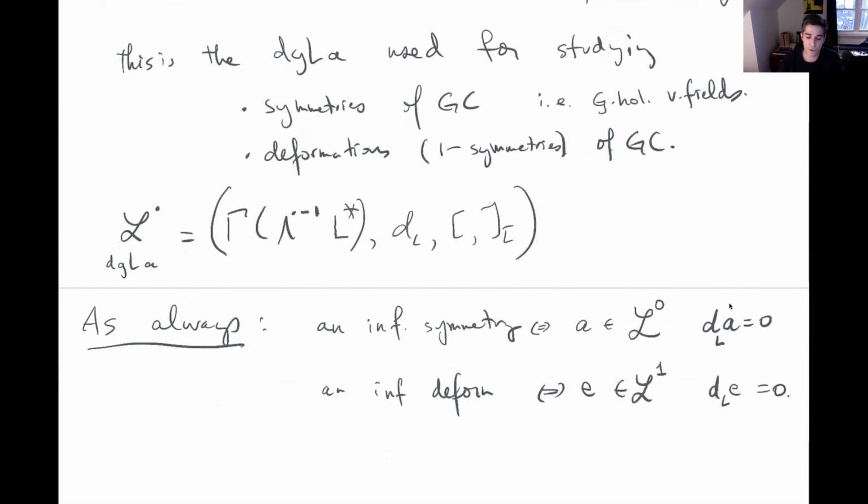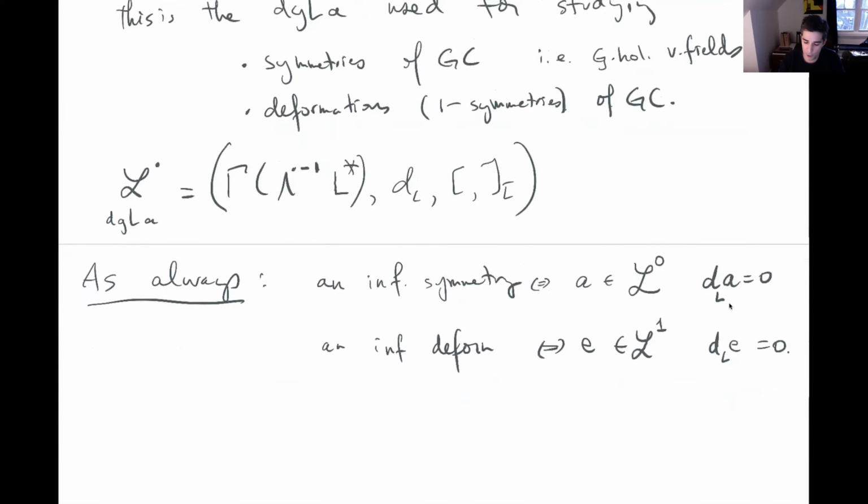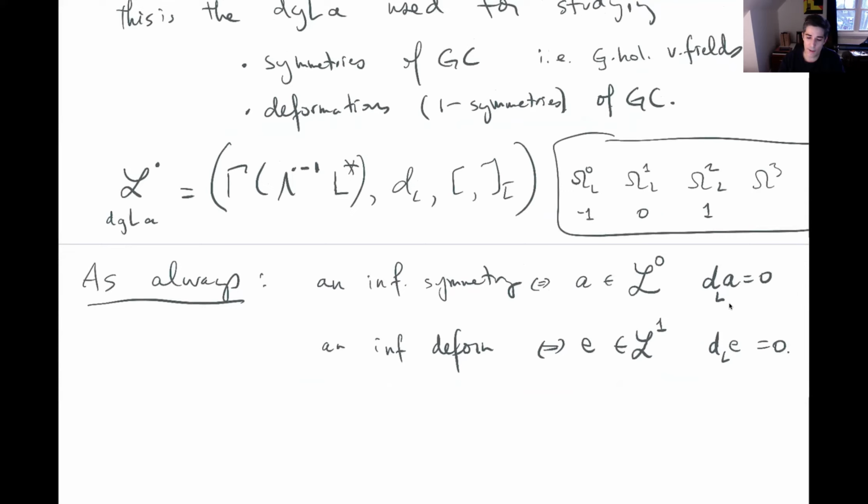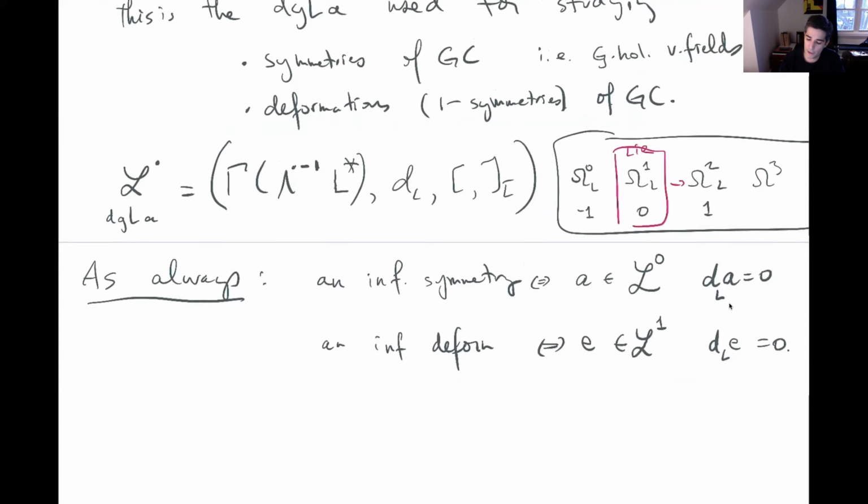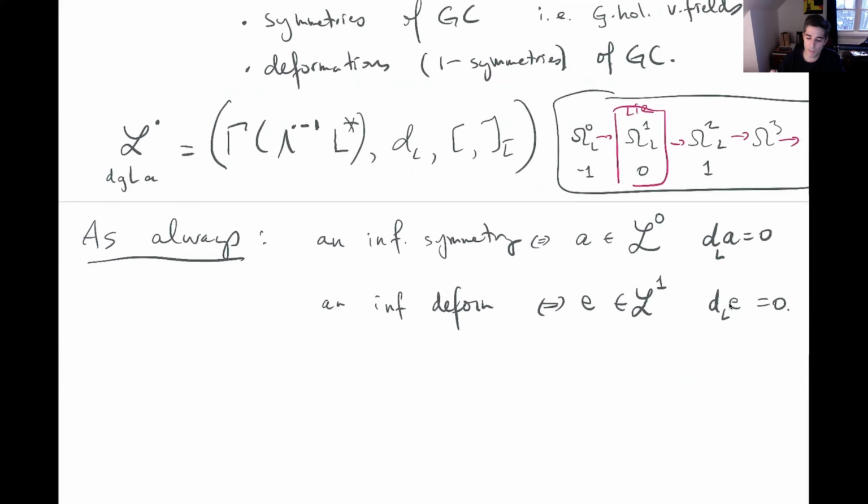So this means that you're going to have omega 0 L in degree -1, omega 1 L in degree 0, and omega 2 L in degree 1, and so on. So this is the Lie part, and the differential will go like this. Okay, so this is where we have our symmetries. This is where we have our deformations.